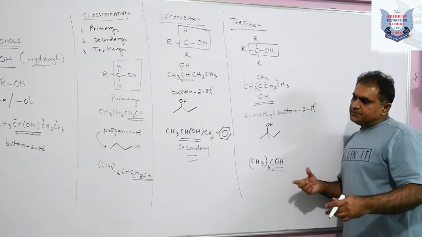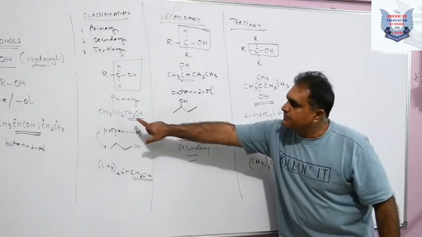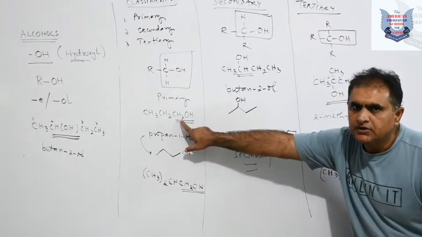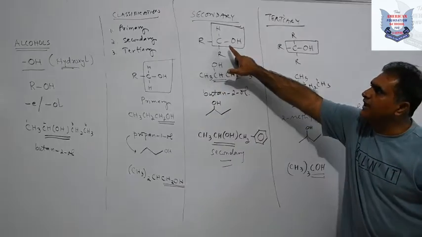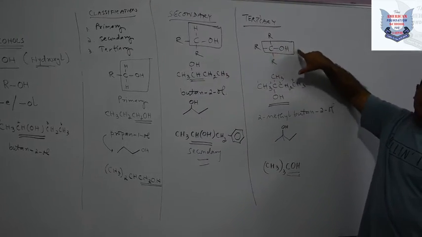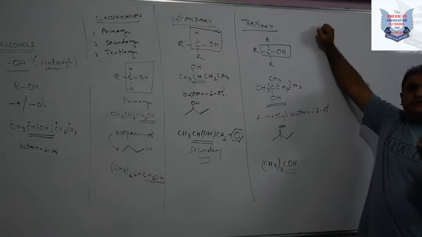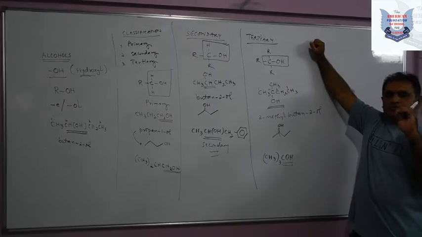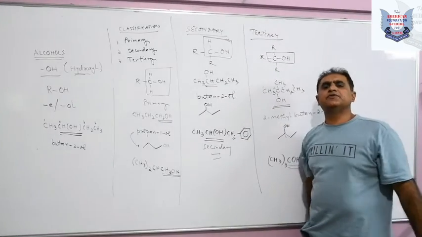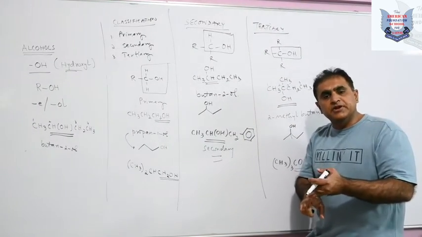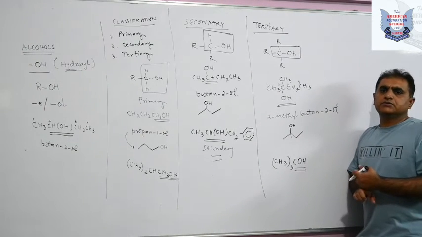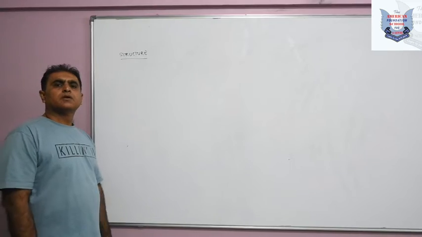So now I just repeat. In case of primary, we need to have CH2OH. In case of secondary, we have CHOH, and in case of tertiary, we have C-OH. So you just observe the molecule, you observe the compound, and whatever the condition is followed, you have to identify which one is primary, which one is secondary, and which one is tertiary. Hopefully, the concept is clear to you.